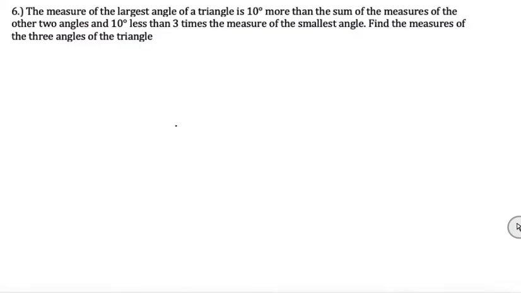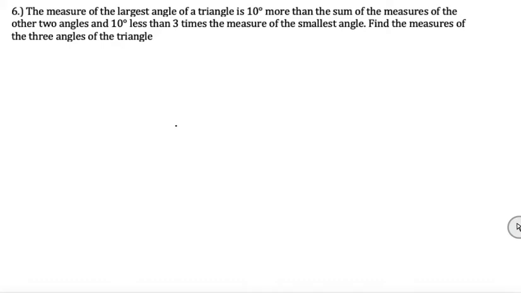of several problems you need to complete, questions 1 through 5. Question 6, though, is on that PDF. So I'm going to read through question 6 with you here and set up these three equations that are needed. The measure of the longest angle in a triangle is 10 degrees more than the sum of the measures of the two other angles, and 10 degrees less than 3 times the measure of the smallest angle. Find the measures of the three angles of the triangle.